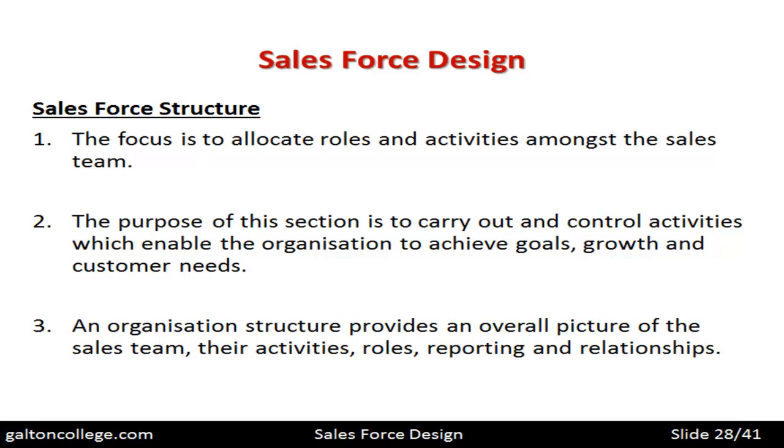An organization structure provides an overall picture of the sales team, their activities, roles, reporting, and relationships. So looking at the organizational structure, it's possible to work out who is allocated to what function. We think of organizational structures as the CEO and the marketing director and the accounts director and so on, but we can carry it on down into the departments. So we have the head of the department, the section head. We've got the sales team underneath, and against each name will be the section that they're allocated to. And of course the performance of that section can be monitored.